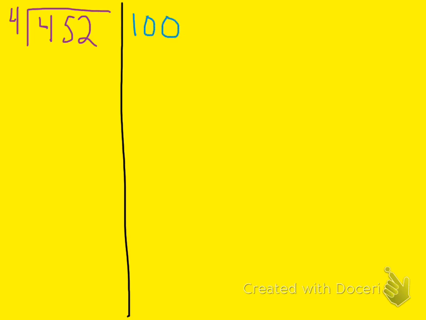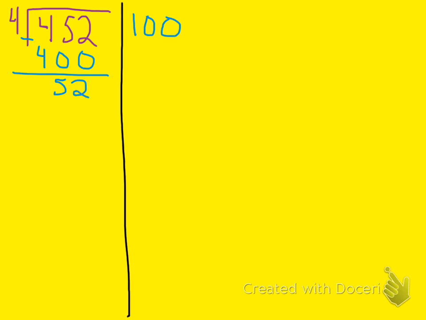Now I could start with a 10 because it does go in 10 times, but it's a little bit less work if you get as close to that answer as possible on your first number that you write over here. Now the next step is 100 times 4, which is 400. I'm going to write that down below the 452. 400, and then subtract. So I'm left with 52.